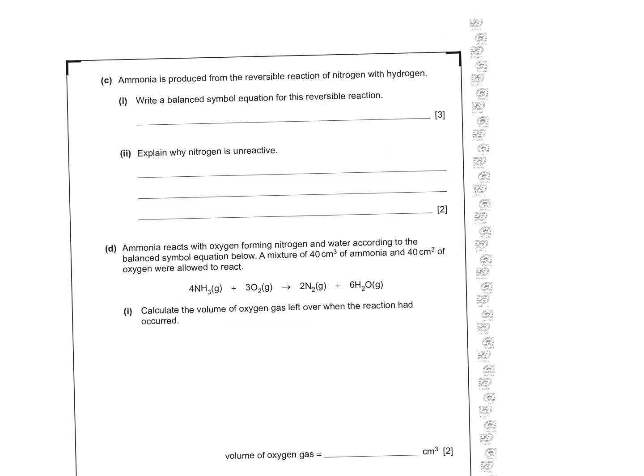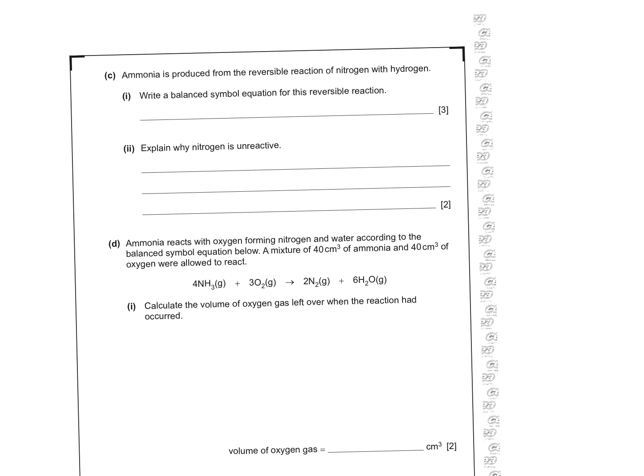C is an equation for the formation of ammonia. Well, ammonia is NH3, and we're told it's made from nitrogen, so it's N2 and H2. And let's see what else. Now we're told it's reversible, so it's important you put in a reversible sign and not an arrow. And then to balance it, we'll have to put a 2 in front of NH3 and a 3 there.